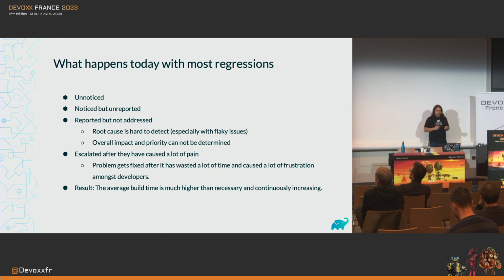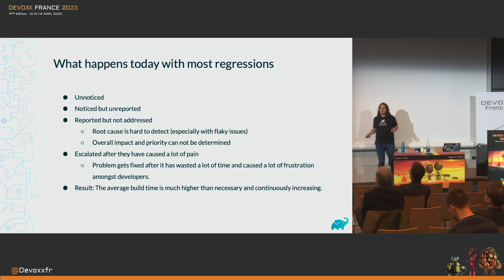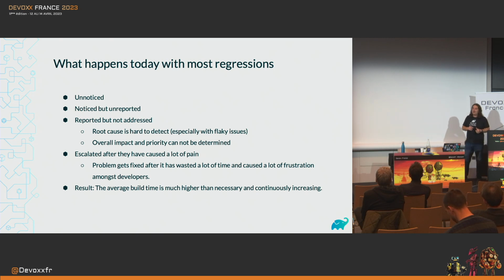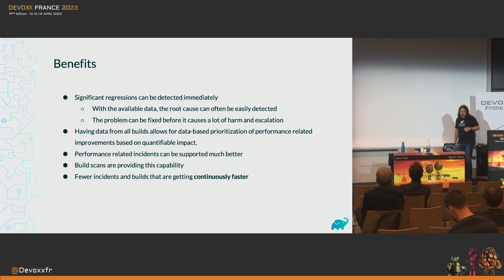And they're only escalated after they've already caused a lot of pain, right? So again, I've said it a million times, but this is all about, as much as possible, reducing this pain, right? Reducing this friction, keeping developers in a state of flow. And the only way that we can be sure that that's happening consistently is by tracking this type of data.